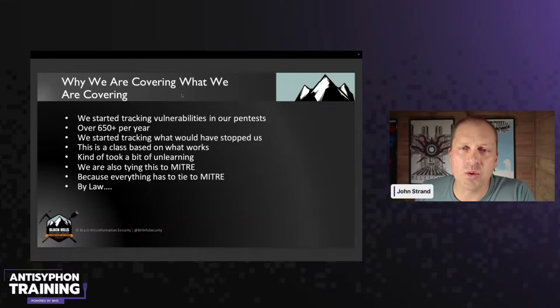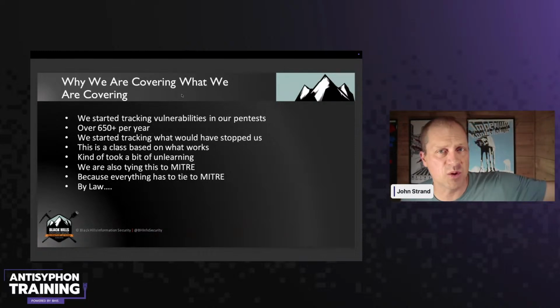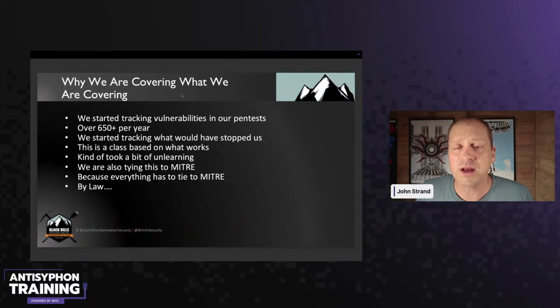And we started tracking what would have actually stopped us. So if we actually got code execution on an endpoint, what would have stopped us? The technical control that would have stopped us would have been a good EDR or application allow listing. Once we got access to that environment, we could move laterally and we could exploit the Active Directory environment with Bloodhound. Turning on host-based firewalls, or looking at UEBA would have stopped us. So we really tried to focus on just incorporating things in this course that would have stopped an actual attack.